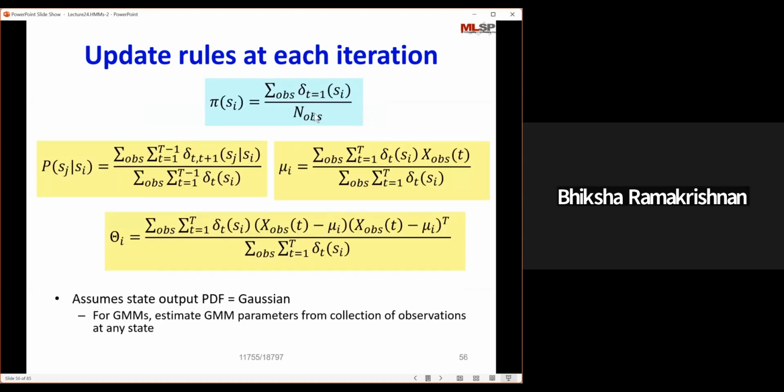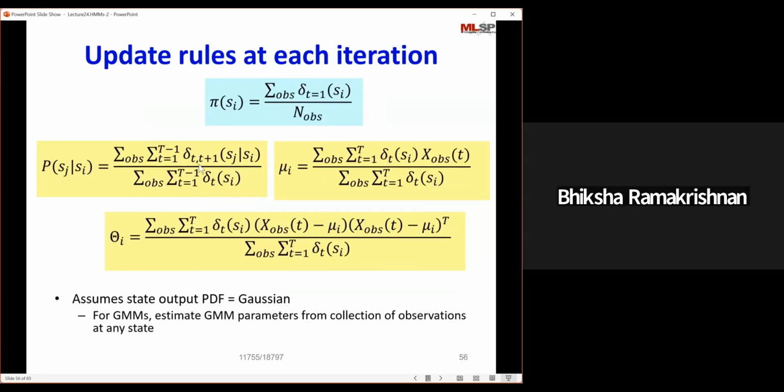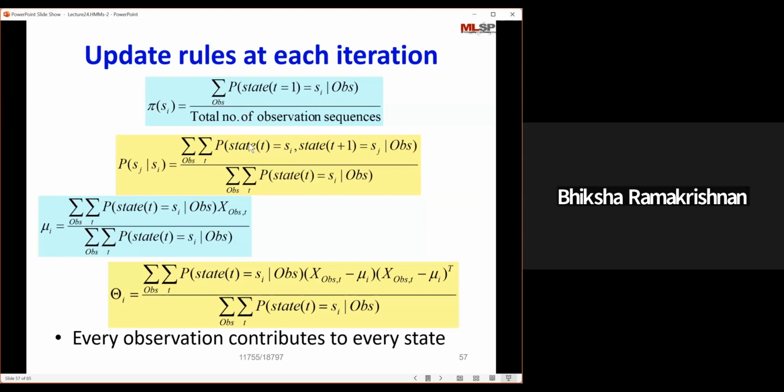So the same thing with this delta, right? These deltas are all going to become posterior probabilities. This one is going to be: what is the posterior probability that the process was in state Si at time t, given the observation. So I just replace delta t Si by P of Si at time t, given the observation. And this one here, I'm going to replace by the posterior probability that the state at time t was Si and the state at time t plus 1 was Sj, given the observation sequence.